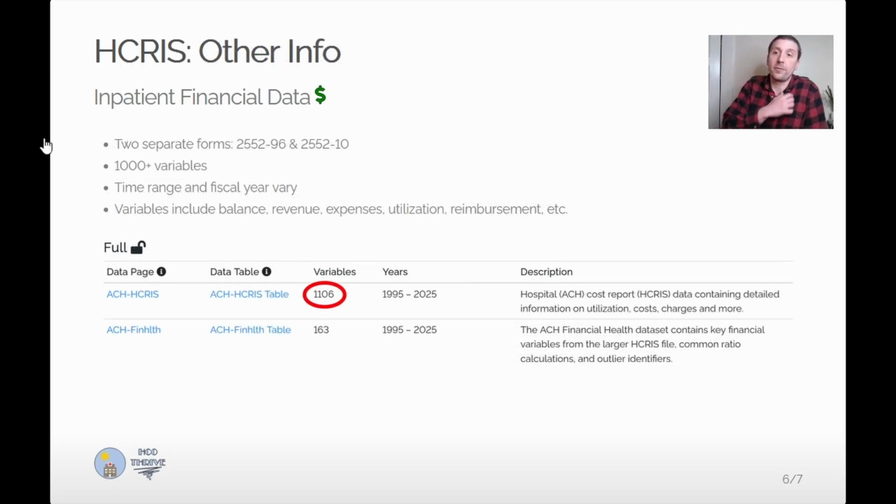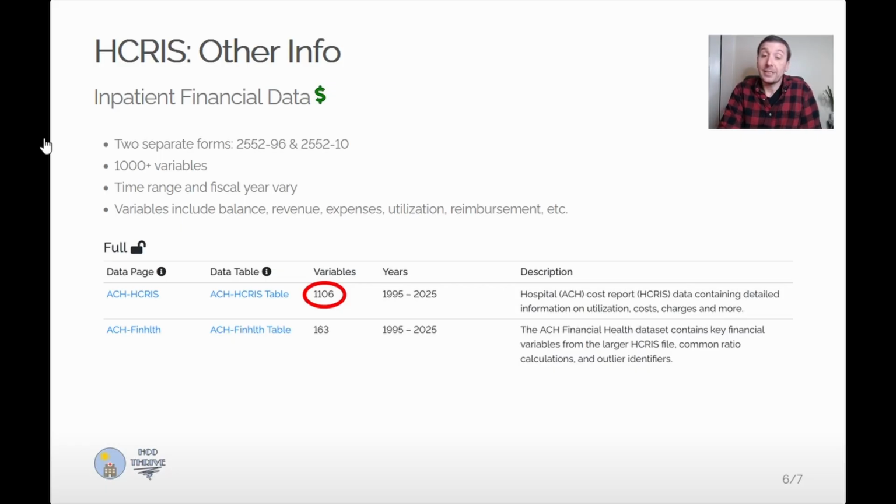So here's a little bit more information. One thing I haven't mentioned is that there are 2 forms. 2552-96, that's the first one. That goes all the way to 2010, and then it changed over to 2552-10. And there's a bit of difference between variables. A lot of them are the same, but if you go back, you will notice there are some variables that are in the latter one that are not in the earlier one, and to some extent vice versa.